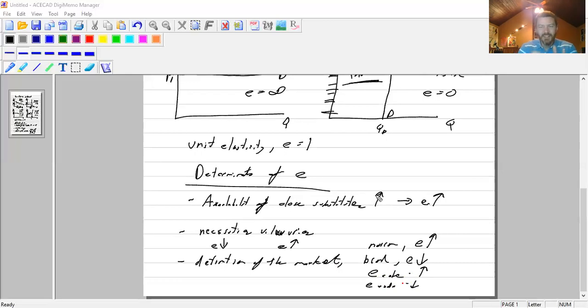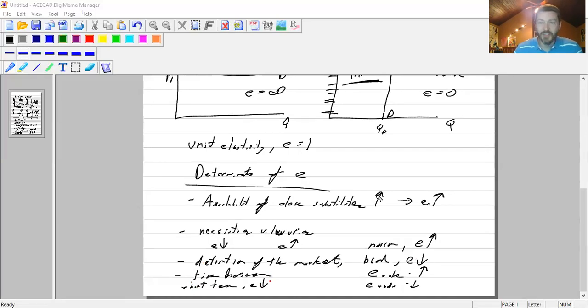Does that make sense? The more narrow the market that you're thinking about, the higher the elasticity is going to be. But if we broaden out the market, we get a lower and lower elasticity. And then the last determinant is the time horizon. If we think about a market in a very short-term sense, right? Very short-term, the elasticity is going to be lower. If we think long-term, elasticity is going to be higher.